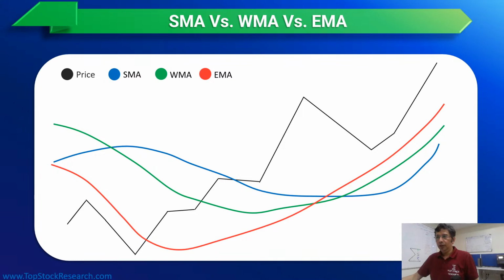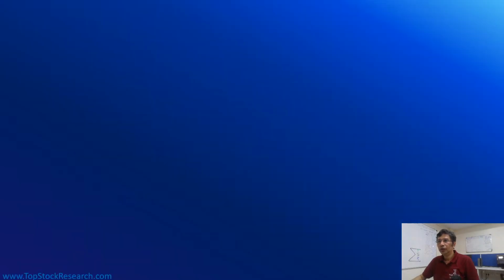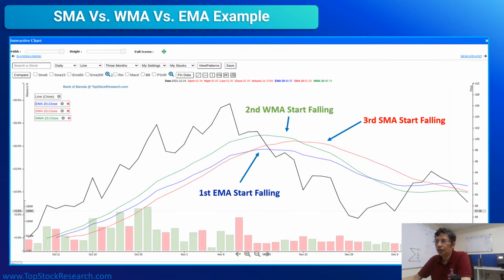Okay, all right. So this is one of the examples which our team has brought up. If you see in a nice trending market, when the price goes down, the first moving average which goes flattish is the exponential, followed by the weighted moving average, and then followed by the simple moving average. So if you're looking for really short-term moves and want to catch short-term moves, then you have to look for either WMA or EMA.